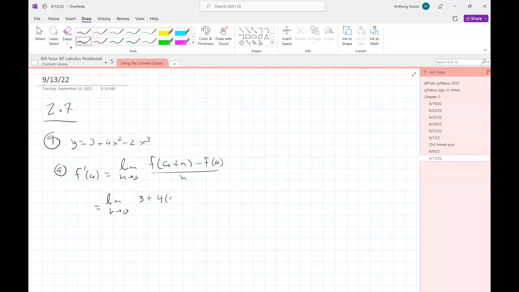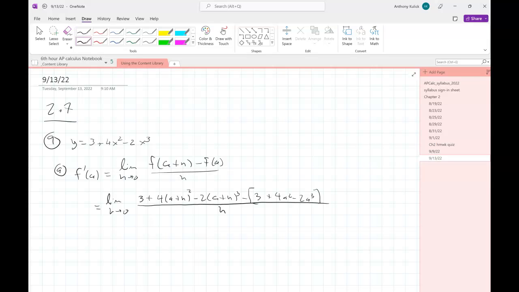3 plus 4 times a plus h squared minus 2 times a plus h cubed minus the quantity 3 plus 4a squared minus 2a cubed all over h. Yes, sir. Thank you. So far, so good, Blake?